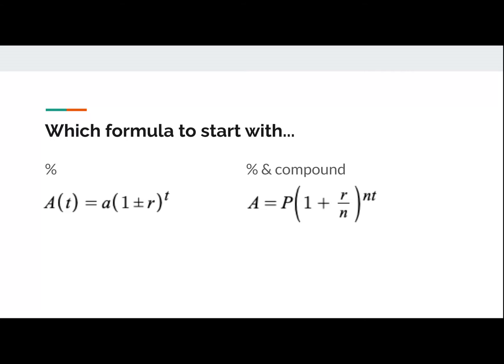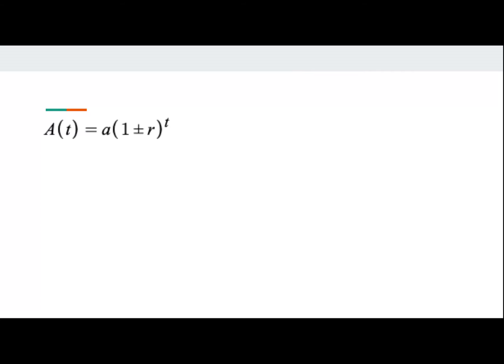So for the one on the left, the basic interest formula, we have four things we need to determine with each one of these. What do we plug in for the lowercase a? Is it a plus or a minus? What do we plug in for the r? What do we plug in for the t?